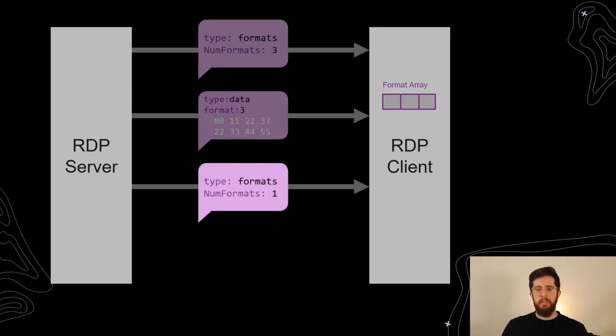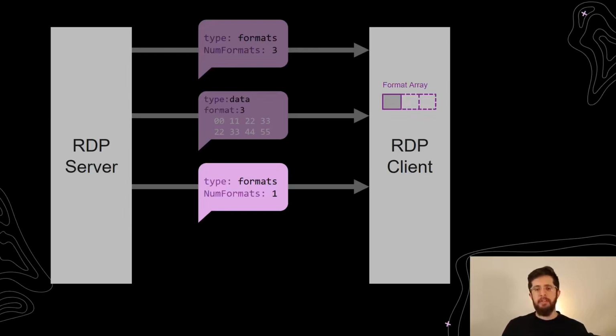Now it gets interesting. What happens next is that the server updates the list of supported formats, and this time with a list that contains only 1 sound format, practically causing the client to free the format array of 3 sound formats and to allocate a new array with only 1 sound format.